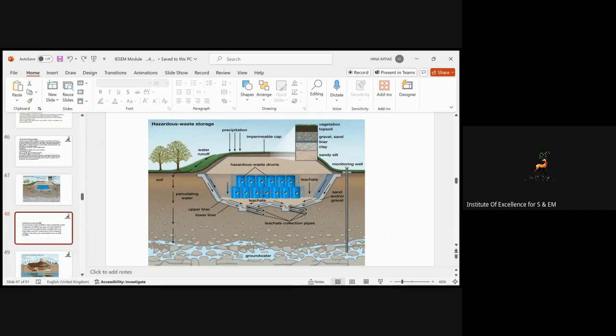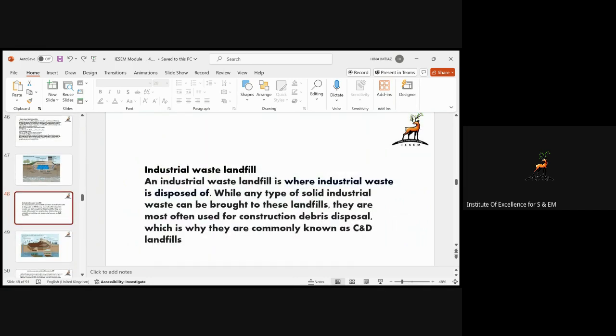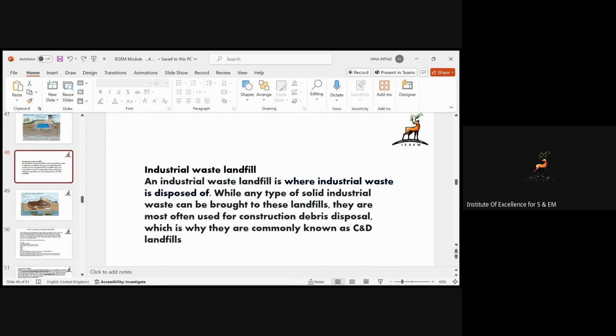Moving towards the third one, which is known as industrial waste landfill. An industrial waste landfill is where the industry's waste is disposed of, while any type of solid industrial waste can be brought to these landfills, and they are most often used for construction debris disposal, which is why they are commonly known as C&D, meaning construction and demolition landfills.